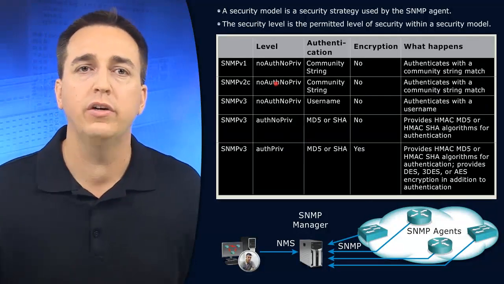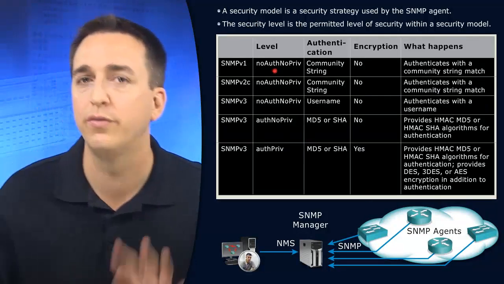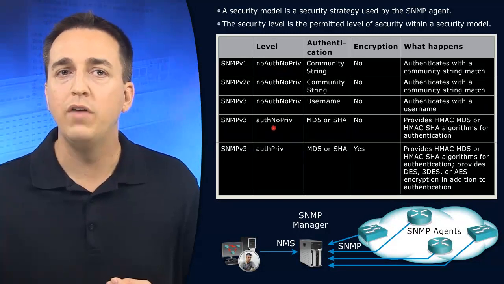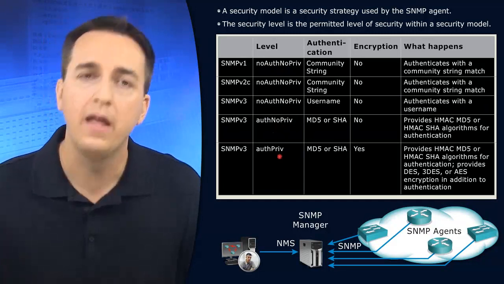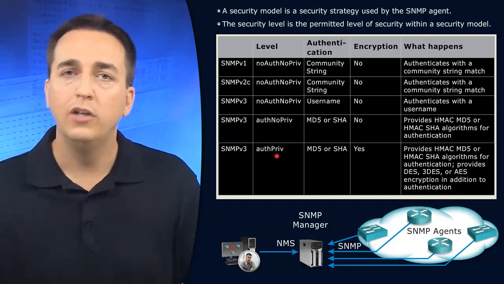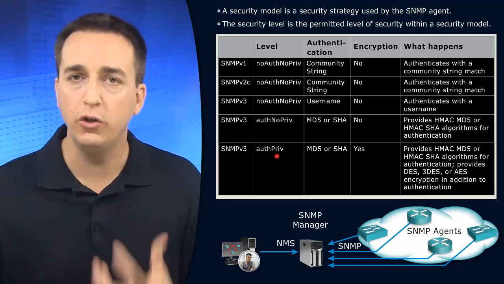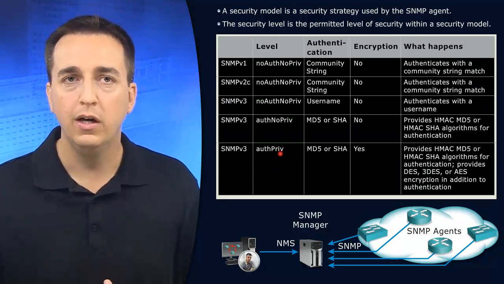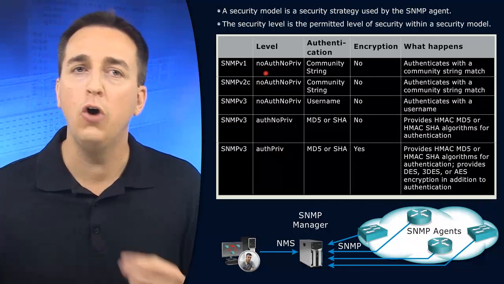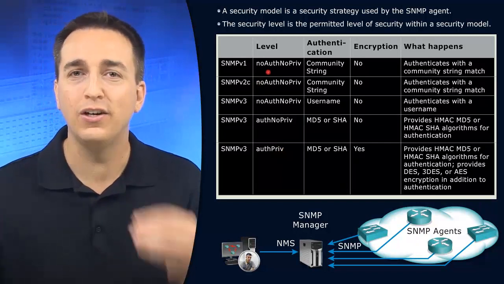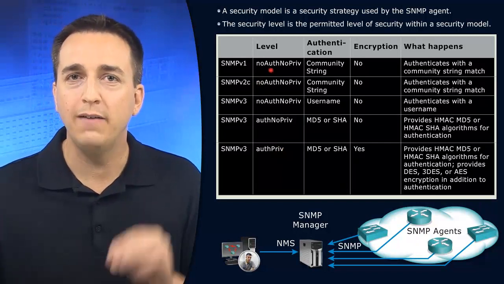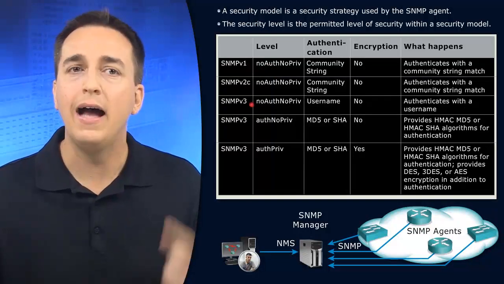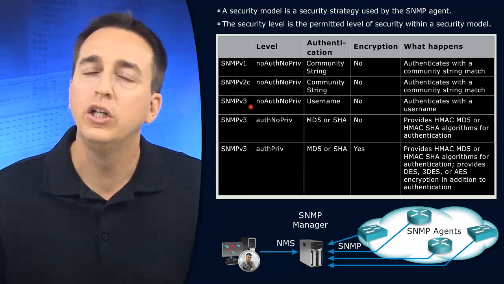And you'll notice that the security models really only come in 3 different flavors. We have no auth, no priv. We have auth, no priv. And we have auth priv. So depending on the level of security you want will determine which security model you are going to implement. One thing I want to point out here is that the no auth, no priv security model is available with SNMP version 1, version 2C, as well as version 3.